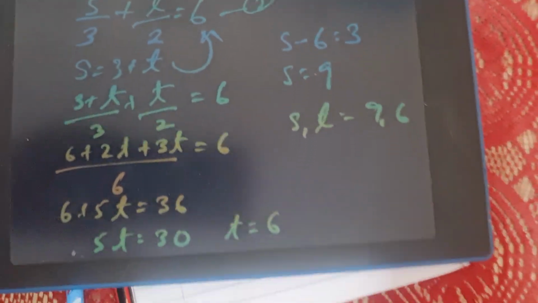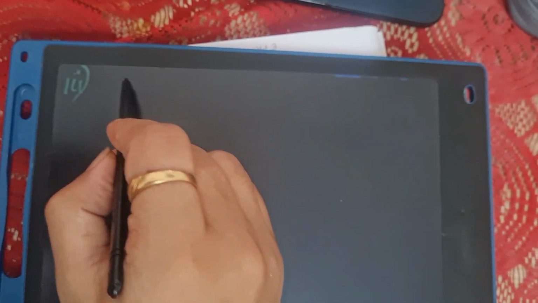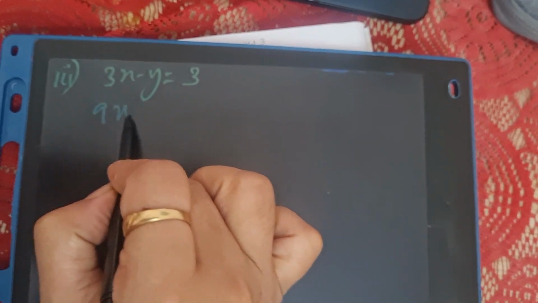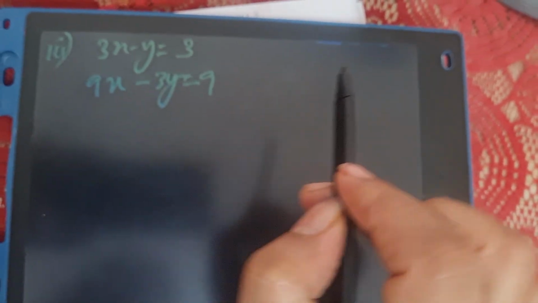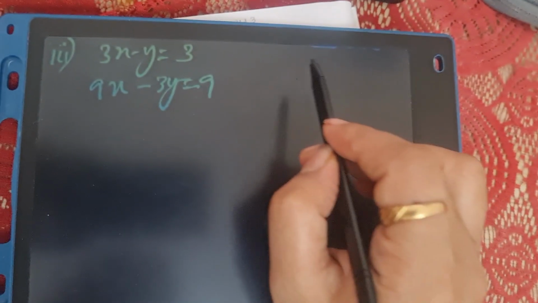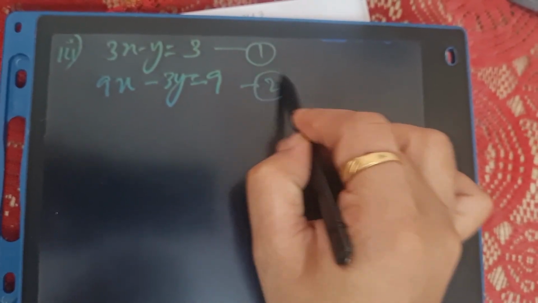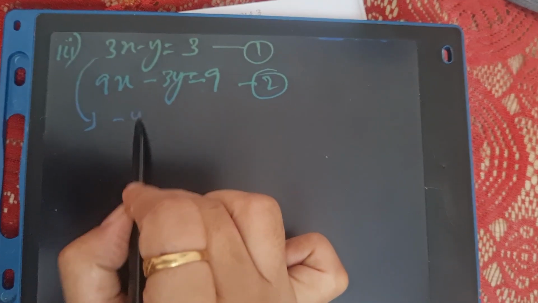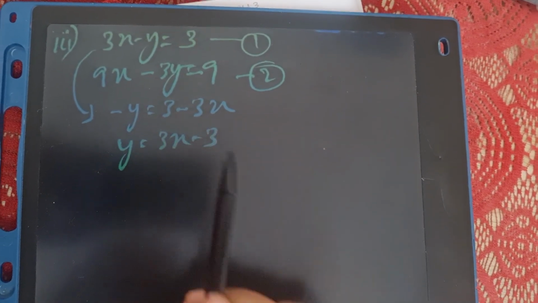Now third part. 3x minus y is equal to 3 and 9x minus 3y is equal to 9. So here also we can use substitution method. Let's name the equations 1 and 2. Now from equation 1 we have minus y is equal to 3 minus 3x. So y is equal to 3x minus 3.